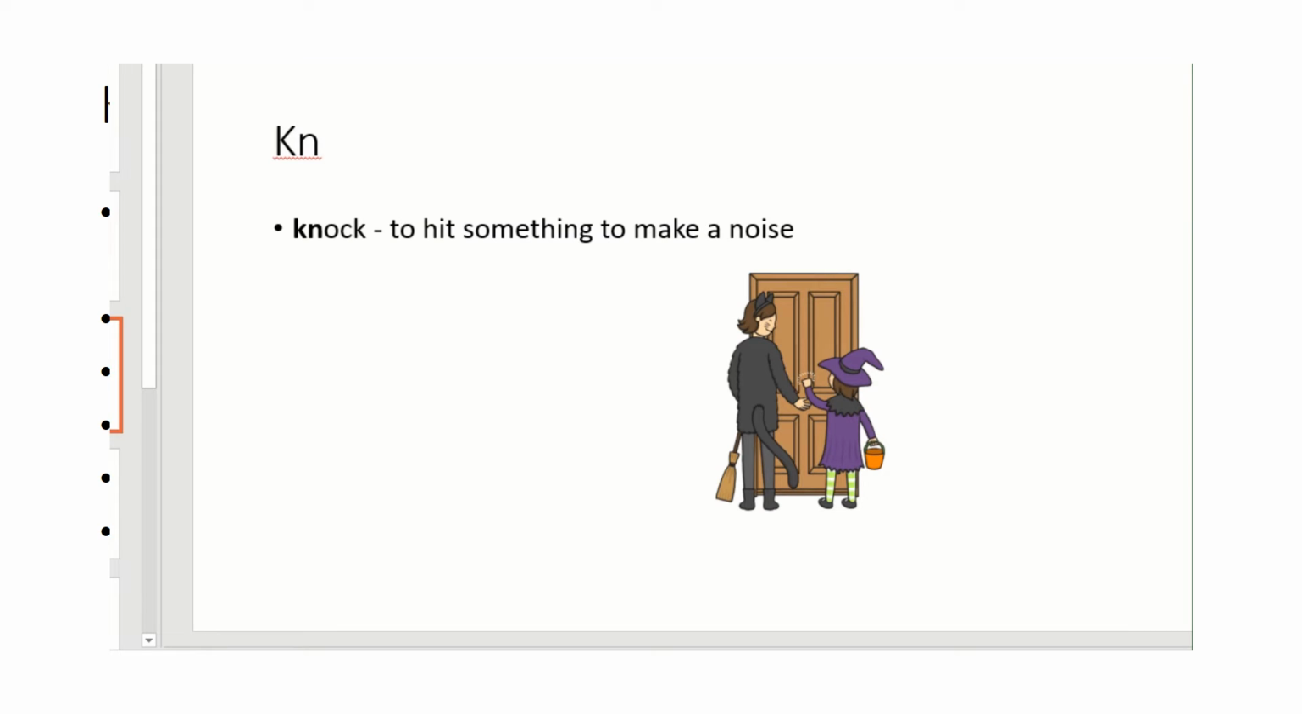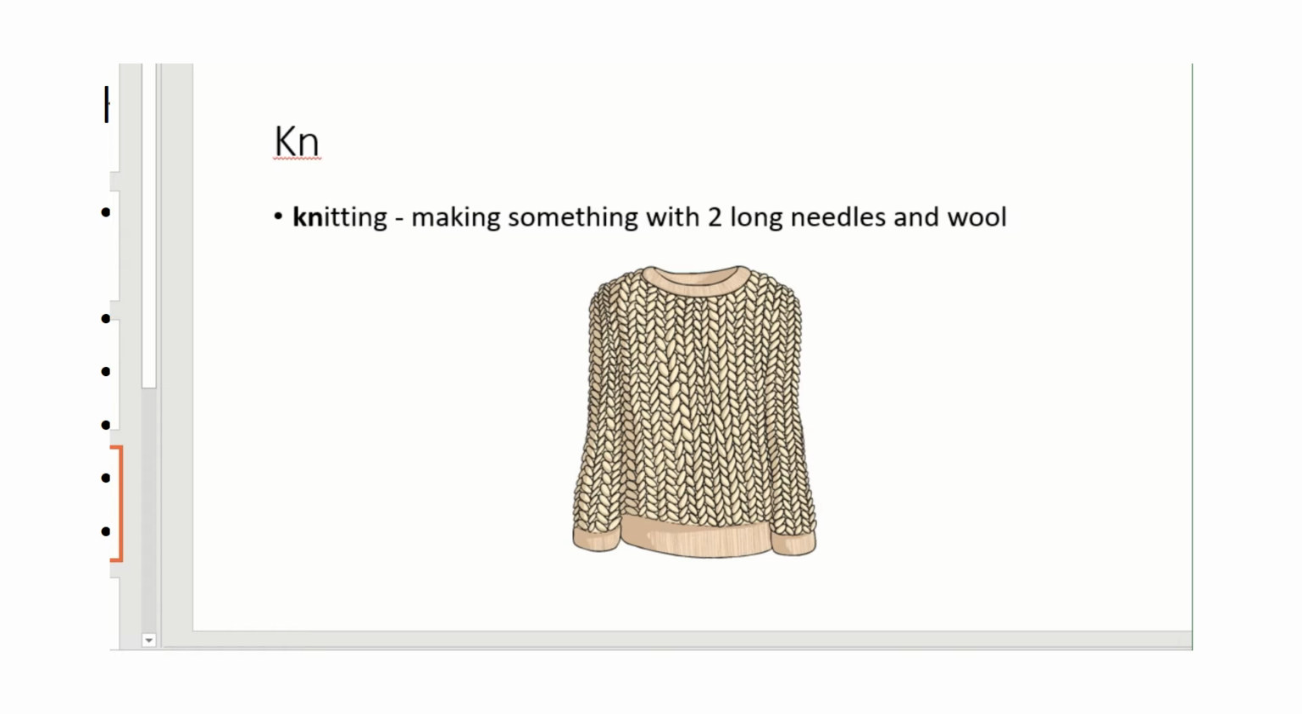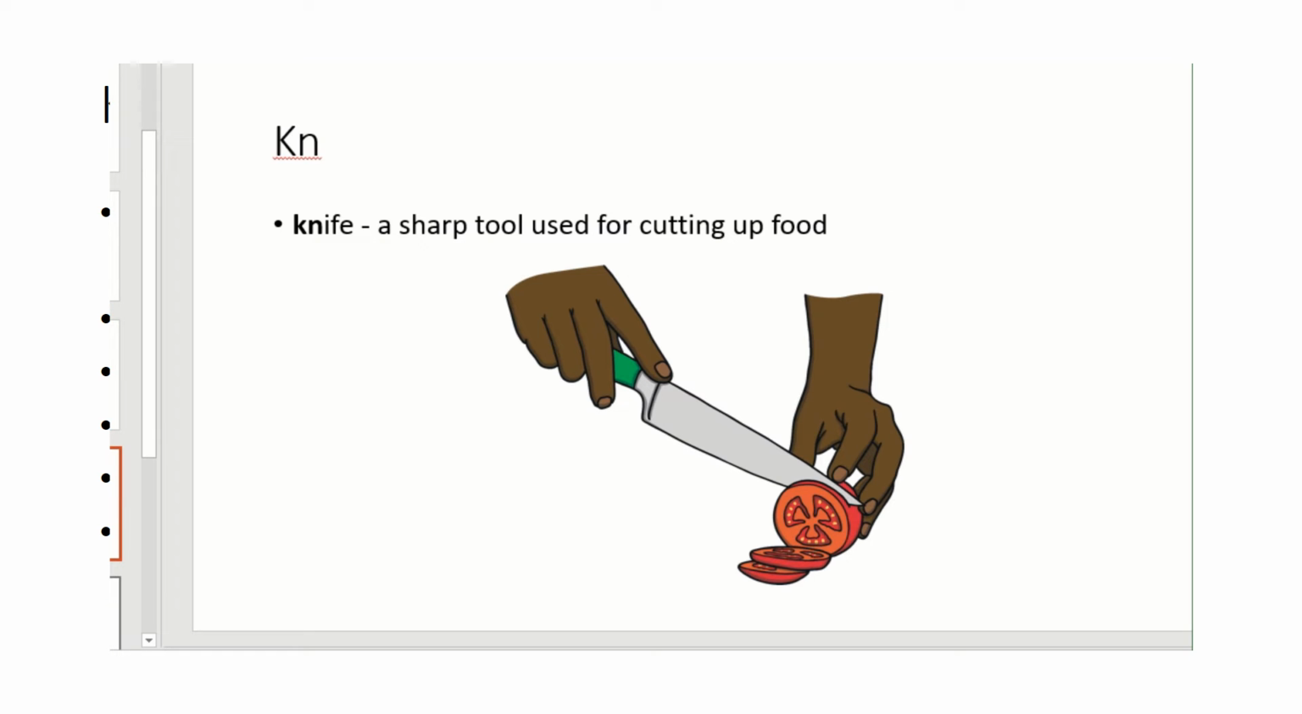Let's have a look. So, knock, to hit something to make a noise. Knitting, making something with two long needles and wool. A knife, a sharp tool used for cutting food.